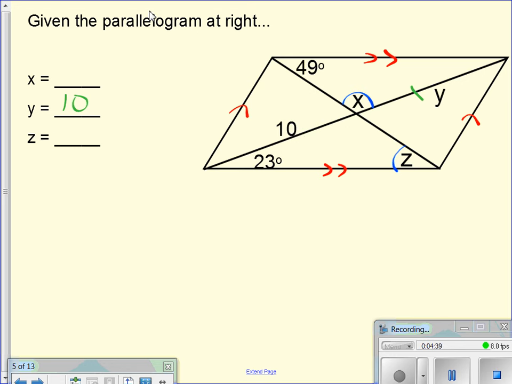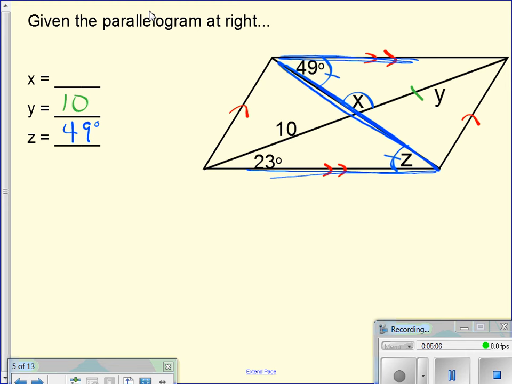Now, one thing that might jump out to you: parallel lines. This is parallel to this. So I can make kind of like a letter Z here, what I call the armpit of the Z. The armpits of the Z are congruent to each other, and one of those angles happens to be Z, and they're alternate interior, so Z is 49 degrees. Awesome.